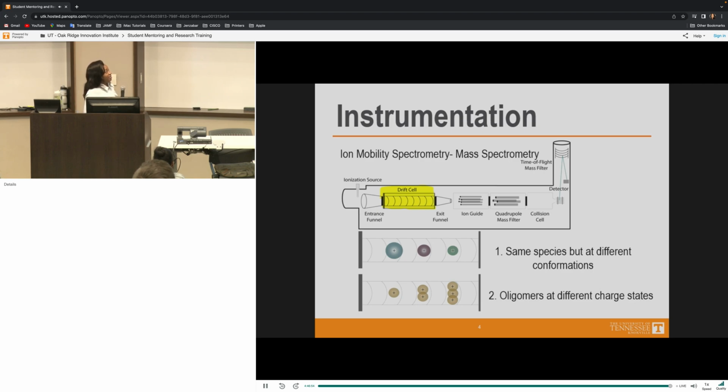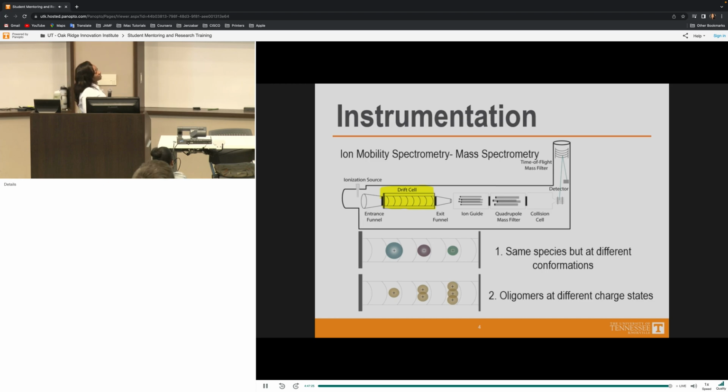To give you a better insight into our instrument, I have these two scenarios. Scenario 1: same species but at different conformations. As you can see, the blue ion, since it's the biggest, will have a difficult time going through the drift cell, so it will proceed through it more slowly than the smaller ones. The green one will be the easiest one going through the drift cell, so it will proceed through much faster.